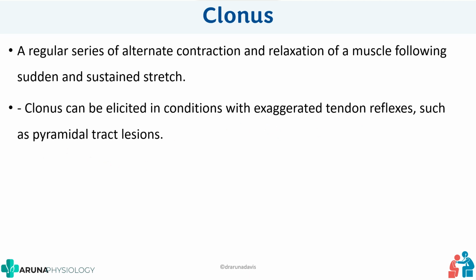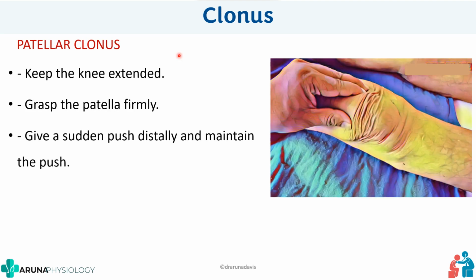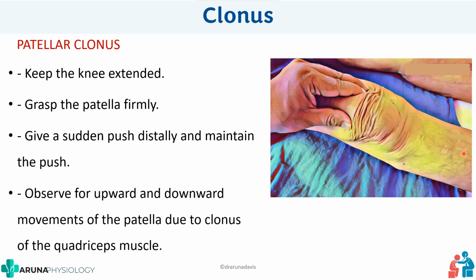So there are two types of clonus. First one is called the patellar clonus. To elicit the patellar clonus, you ask the subject to keep his knee extended, grasp the patella firmly, and then give a sudden push distally and maintain the push. So you're first going to feel for the patella, and then you're going to give a sudden push and maintain the push. If there is clonus, there will be upward and downward movement of the patella due to contraction and relaxation of the quadriceps muscle. So that is called patellar clonus.